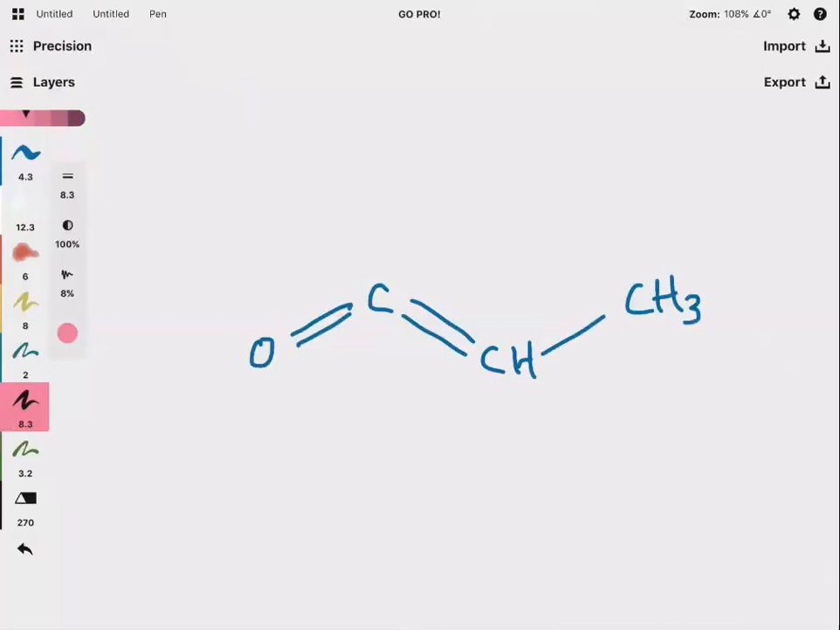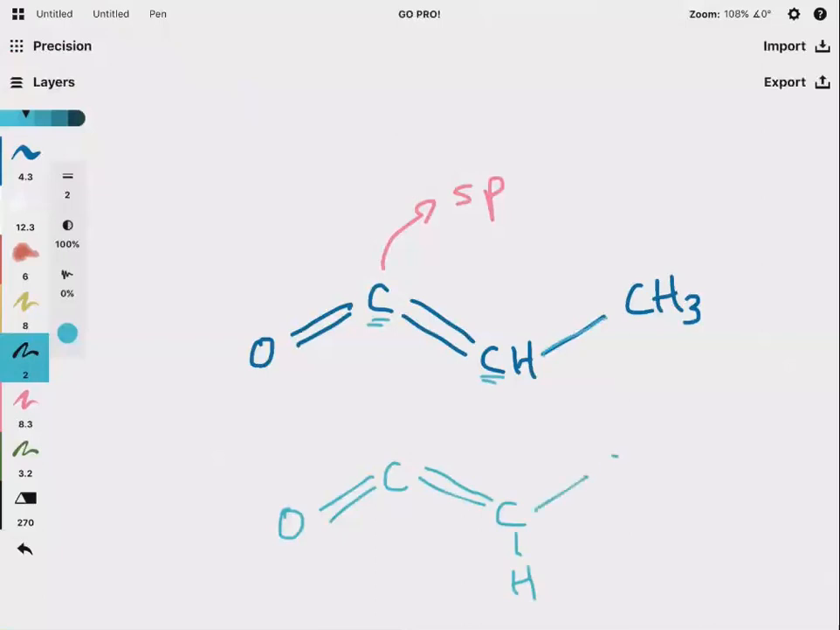What would the hybridization be of that carbon right there? So hopefully you said sp, because this molecule looks like this. We have an oxygen double bonded to a carbon. Then this carbon is bonded to that carbon, double bonded. That carbon has an H on it, and it's also bonded to that methyl. But we were only interested in this carbon right here. It's bonded to one thing, this oxygen, and another thing, that carbon.